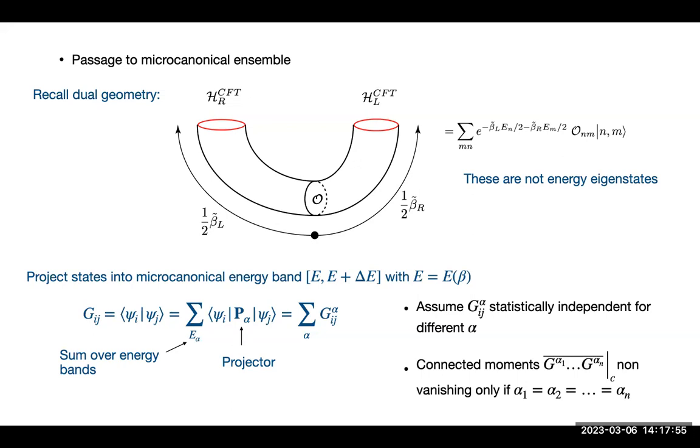And the connected moments like this are non-vanishing only if all of these G's under the bar are in the same microcanonical energy band. So I can go back and compute this resolvent in the dimension of the Gram matrix restricted to a microcanonical energy band. This is, by the way, the same assumption that Pennington et al. use, somewhat even more telegraphically than I've done.